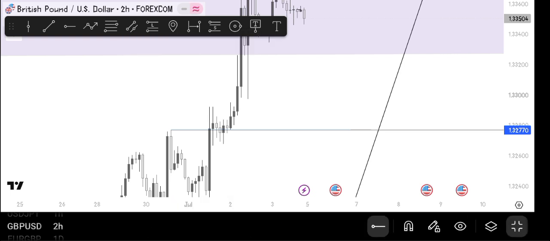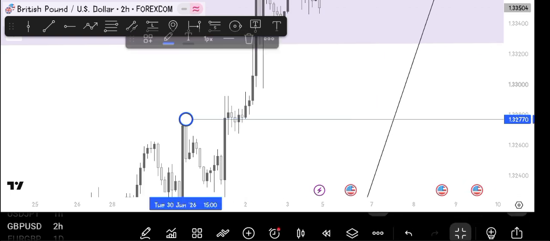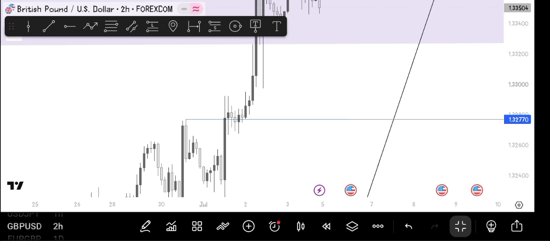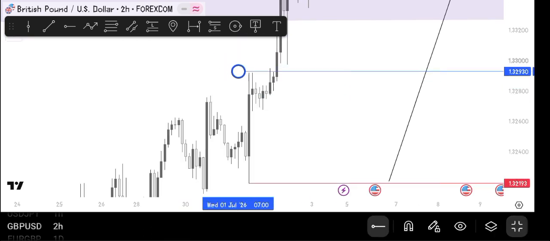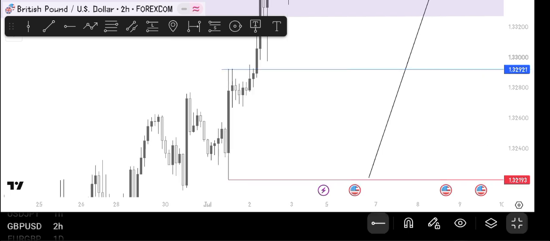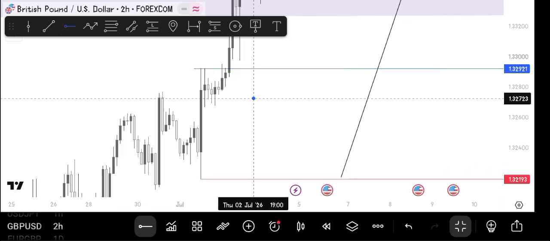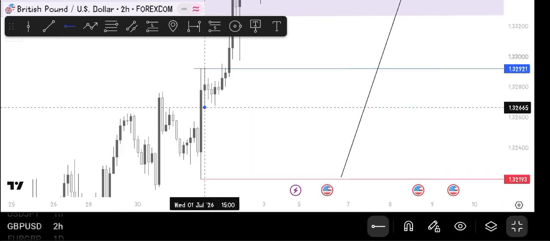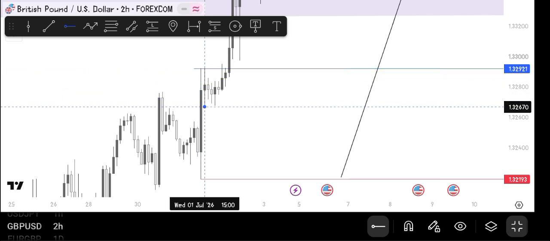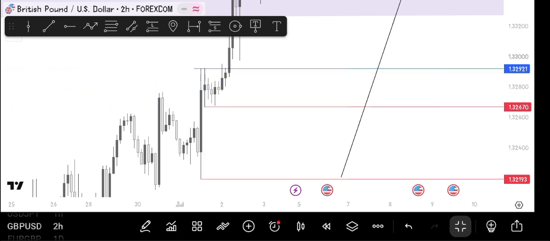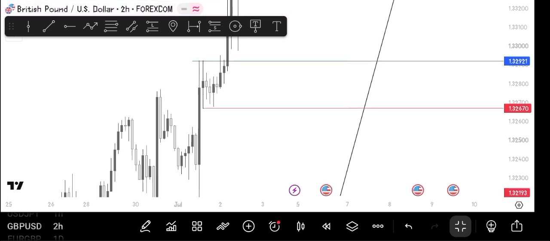I think I'll shift this, so as not to make the chart look messy. Okay, this is our high that price started coming down from, and this is the last low. After this high, price gave a last low right here. So this is now our range on the higher time frame.